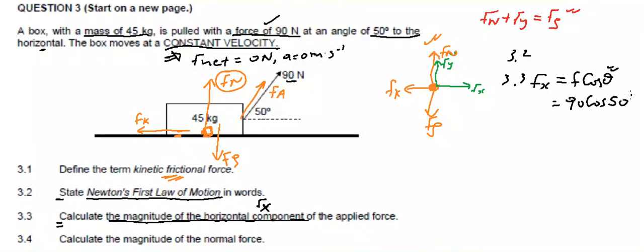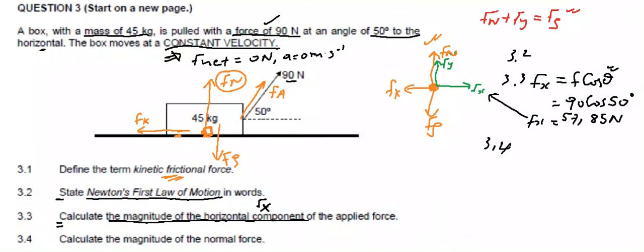So then let's press the calculator. The answer is 557,85 newtons. That is Fx. Then we get the marks that were allocated there. Then we have 3.4.